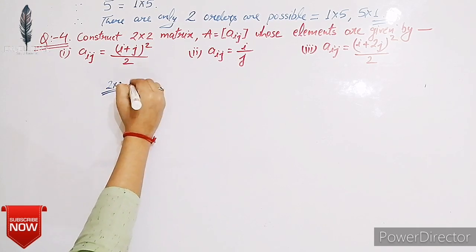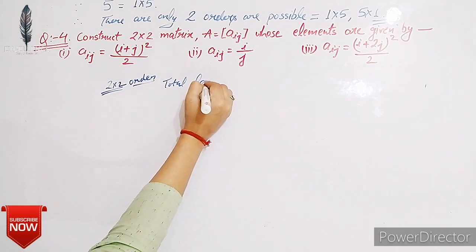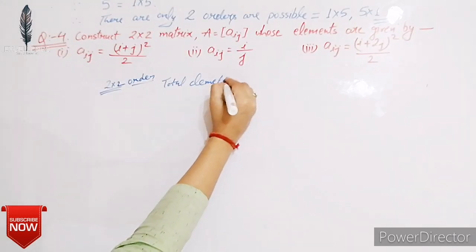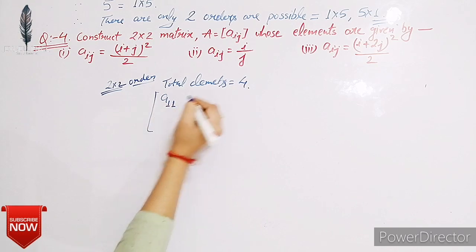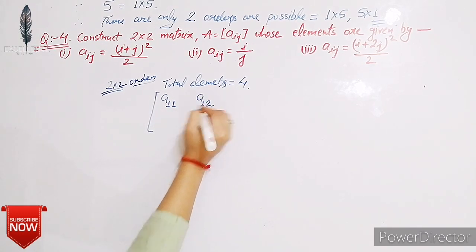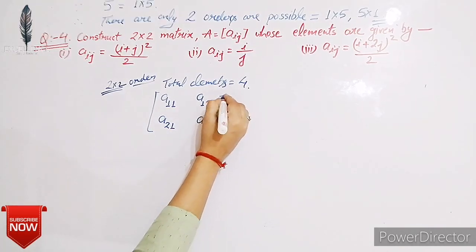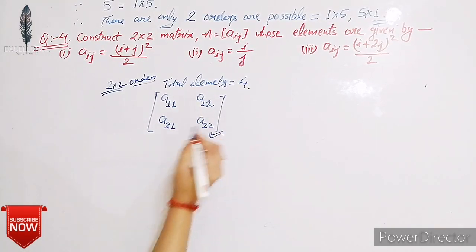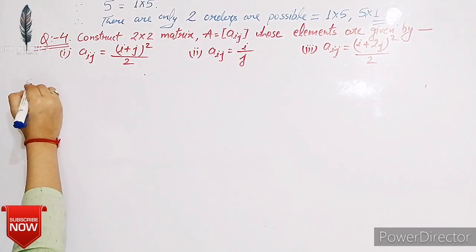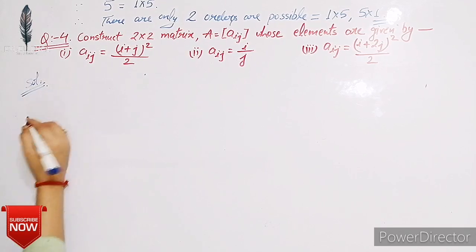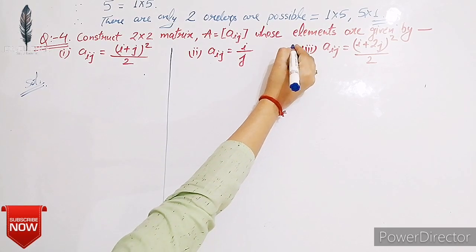2 into 2 order. 2 into 2 order means total number of elements equals 4. Total number of elements equals 4. And what will be the form of the matrix? A11, A12, A21 and A22. Total 4 elements. We have to complete the matrix in this form. OK, so let's do it.